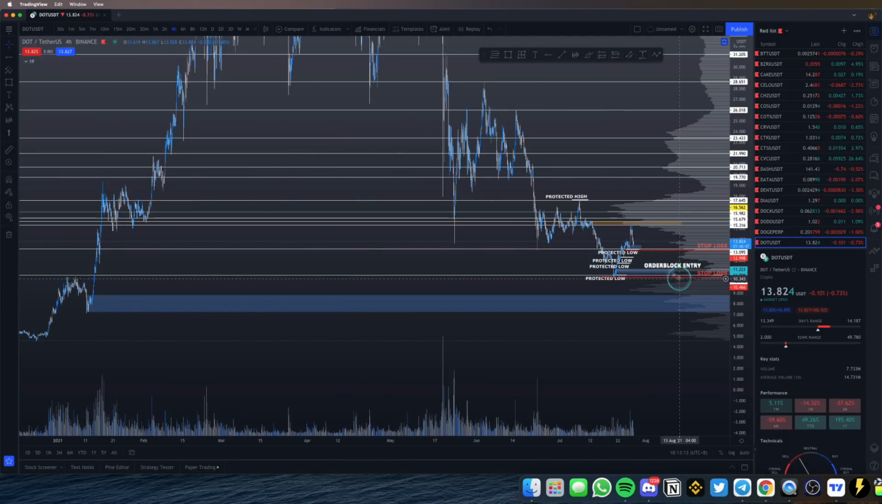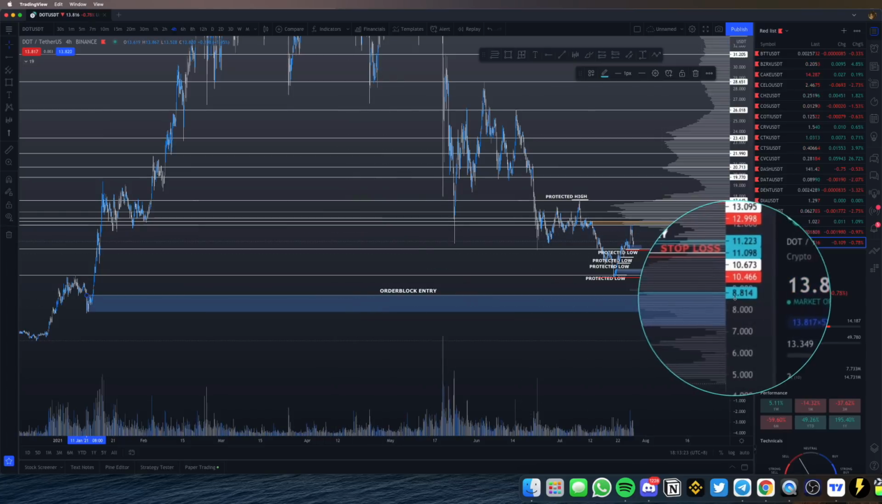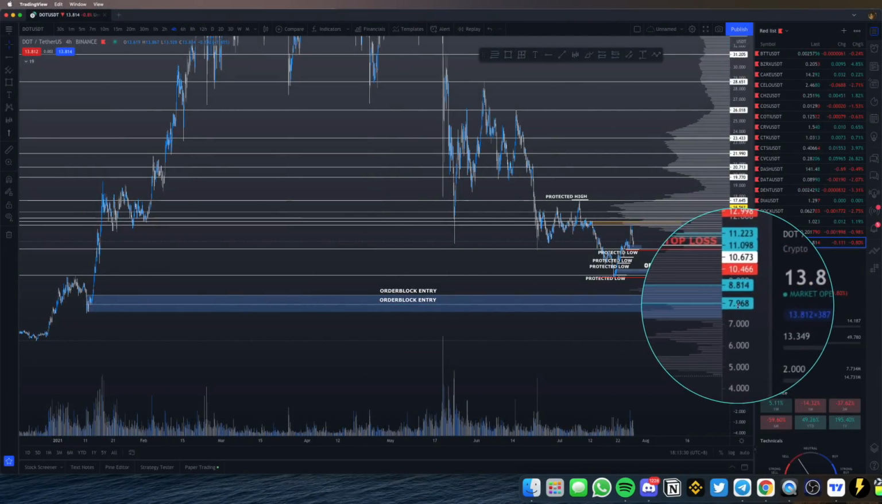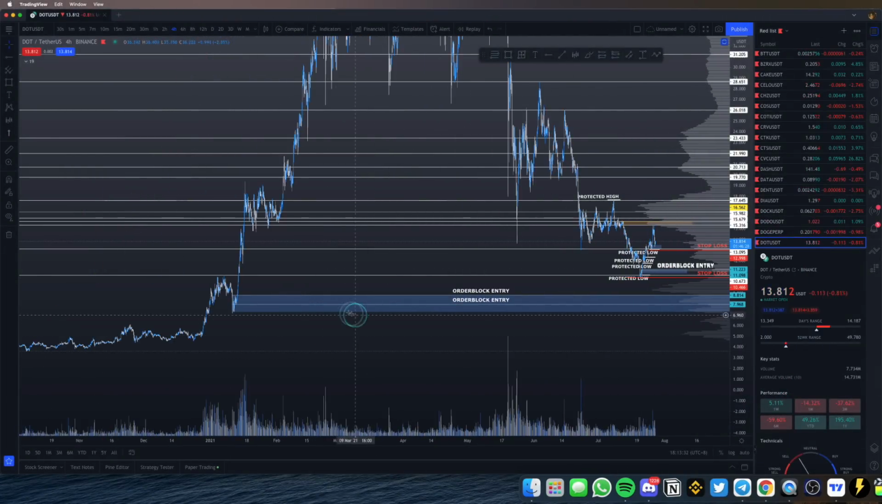Remember, if Polkadot does break below, like about, I don't know, 10.3, then it's very likely that we are going to go lower to test this previous order block that has never been tested, right? At about $8.8. And just to give you guys another DCA entry, it's going to be somewhere about there, right? At 7.98, like $7.8, like $8-ish.